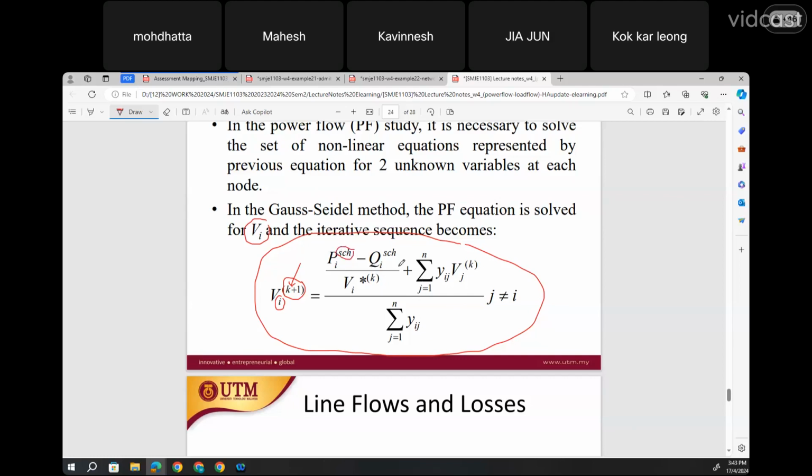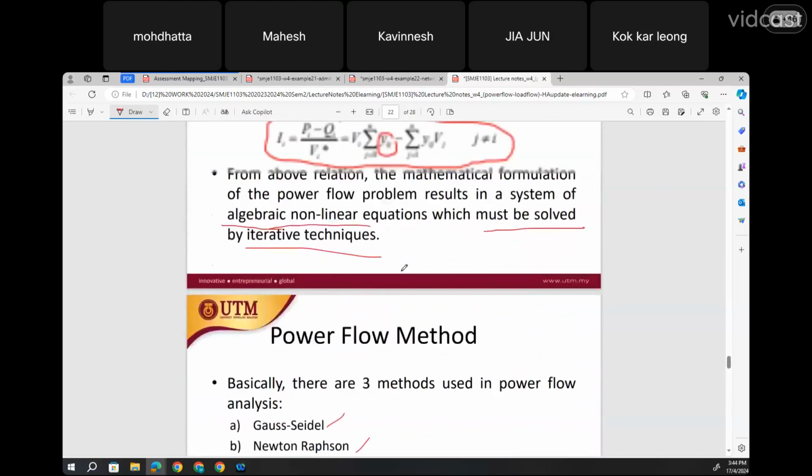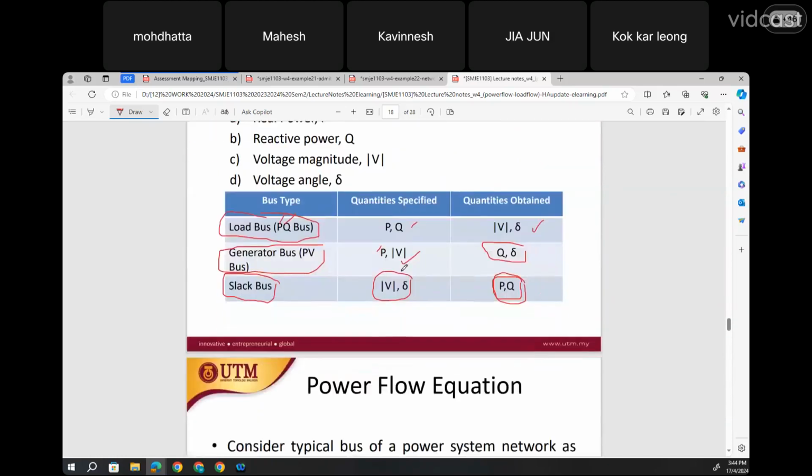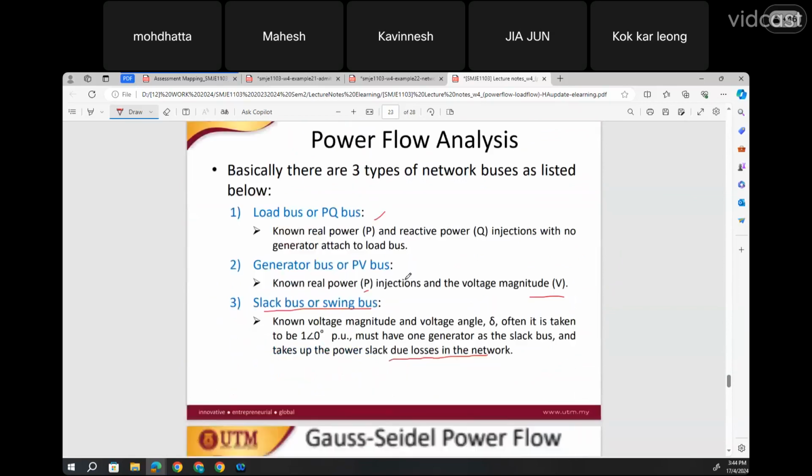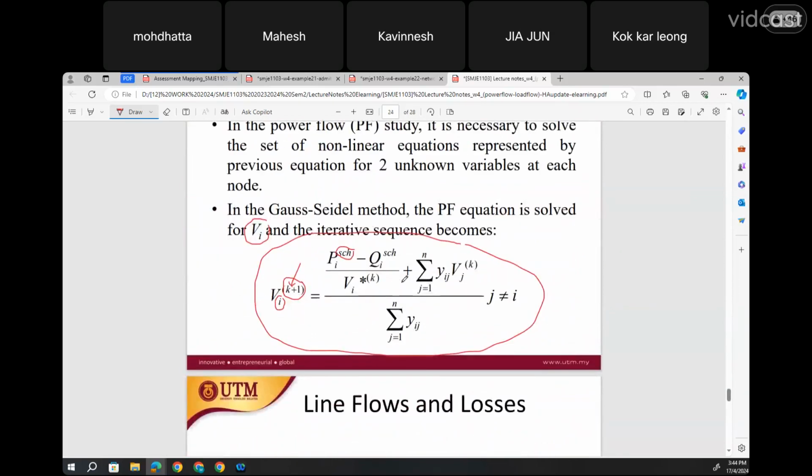What does this SCH mean? SCH means scheduled power. Scheduled power means the power that is given in the question. So if you consider the bus type over here, this is considered a specified value and also a scheduled value. P_SCH is the scheduled value, whether it's real power or reactive power.